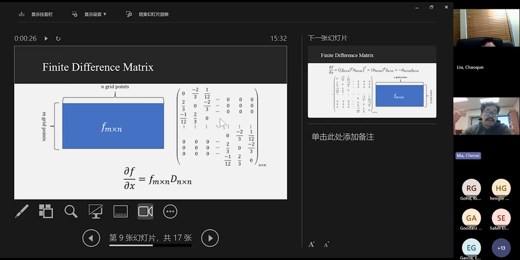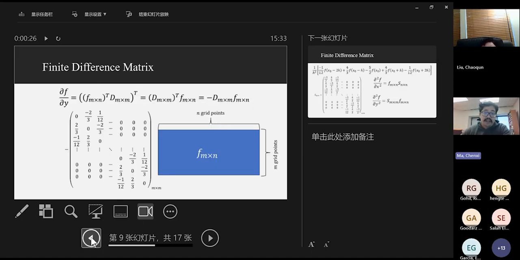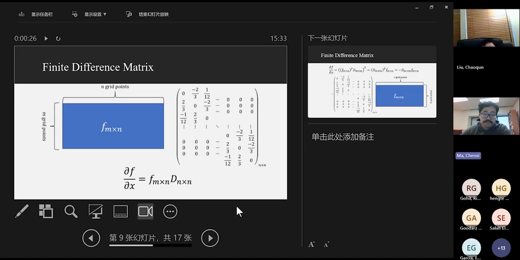And we can also apply this matrix to an n by n function, and by doing that we are just repeating what we did on each row, for each row. And then this derivative is actually a partial derivative on x. So partial f over partial x equals the values n by n matrix times the derivative n by n matrix.